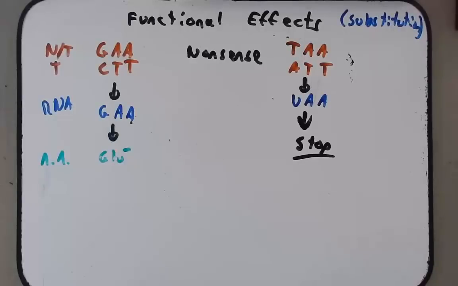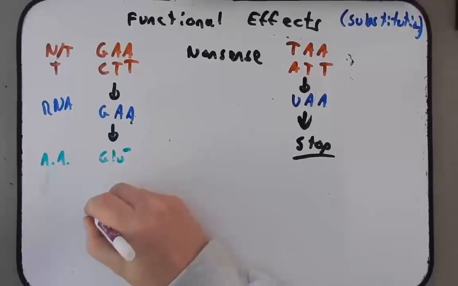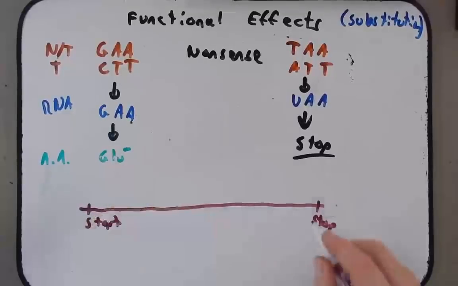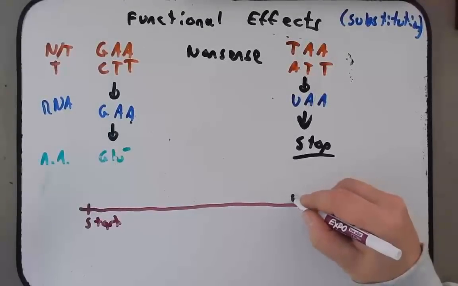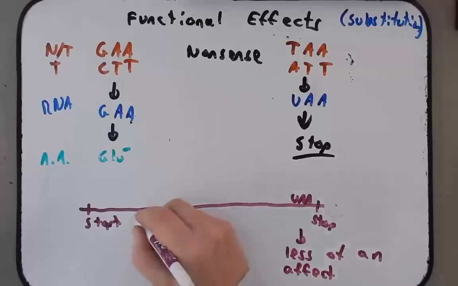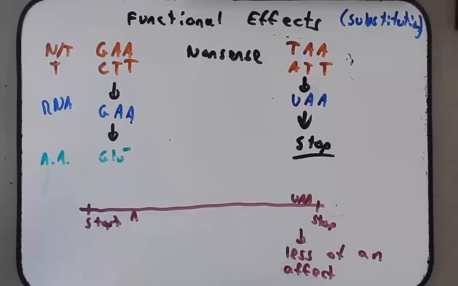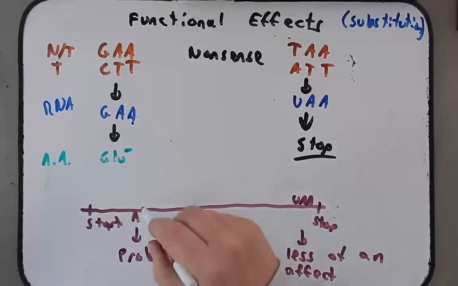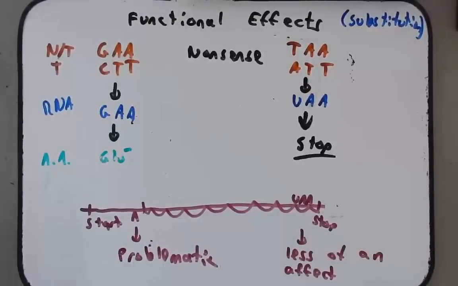Just like we saw with the frame shifts, it matters where this nonsense mutation occurs. So for instance, if this is our gene here, with our stop here, and our start here, if we make a premature stop codon here, UAA, just at the very end, so you're only missing the last couple of amino acids, this has less of an effect. But if you introduce that stop codon here, closer to the start site, the prediction would be that this premature stop codon up here would be problematic, because the finished protein is going to be missing all of this. And so that's not necessarily a good strategy for a good, successful protein.